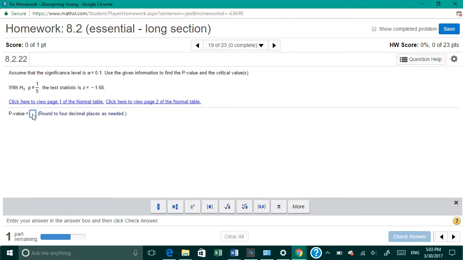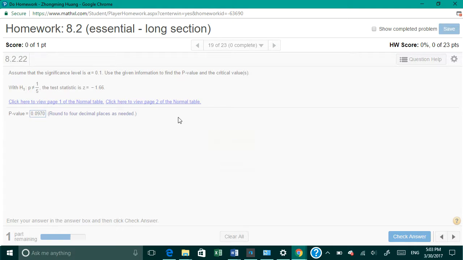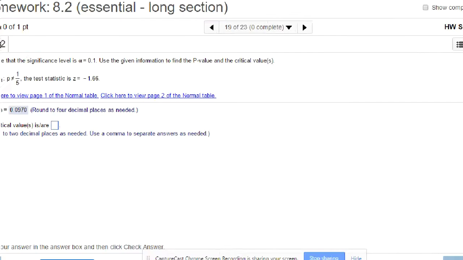Which means 0.097, right? 0.097. So this is how to find the p-value.